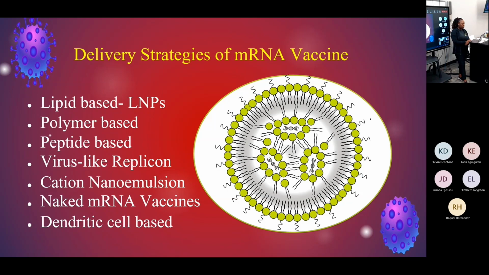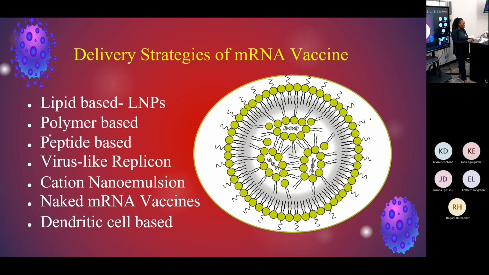Then we have virus-like replicon. So virus particles are able to carry and deliver self-amplifying RNA into the cytoplasm. And after that, they're going to self-replicate and express the necessary antigens. Then you have cationic nanoemulsion. This not only protects against degradation, but it also has low cytotoxicity, and it has an increased transfection rate as well.